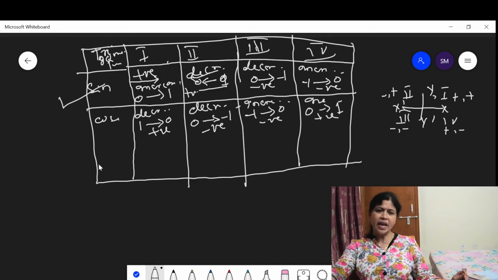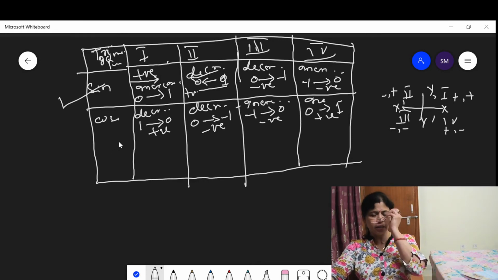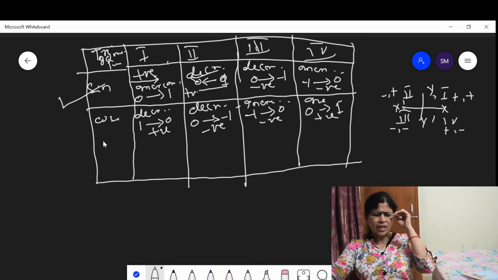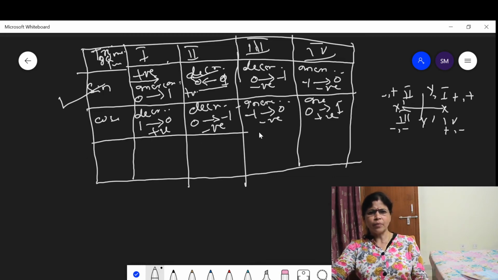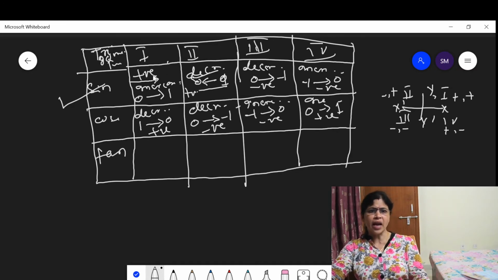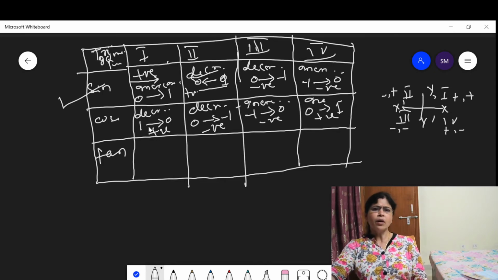Now from sine and cos we can derive all these values. Here the tan function: the sine function is in increasing mode from 0 to 1, and the cos function is in decreasing mode from 1 to 0. In case of tan theta, in the first quadrant it is in increasing mode from 0 to infinity, which means positive value.